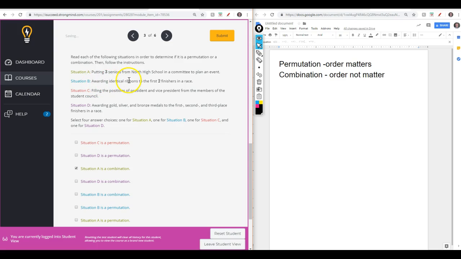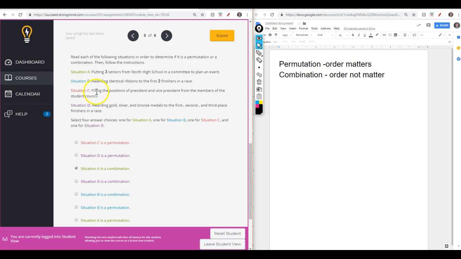Situation B, awarding identical ribbons to the first 2 finishers in the race. So the key here is that they are identical ribbons. So that means the order doesn't matter because no matter whether they finish first or second, they're going to have the exact same ribbon. So situation B is another combination.